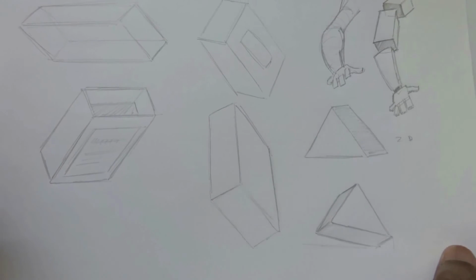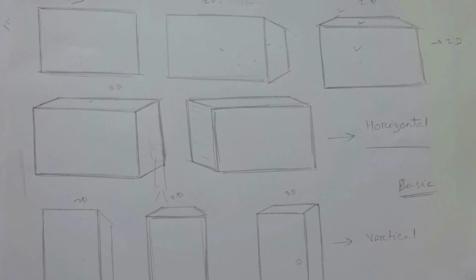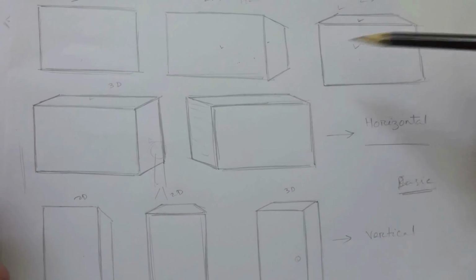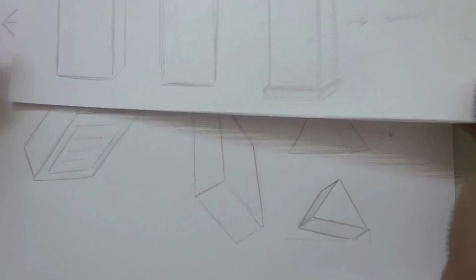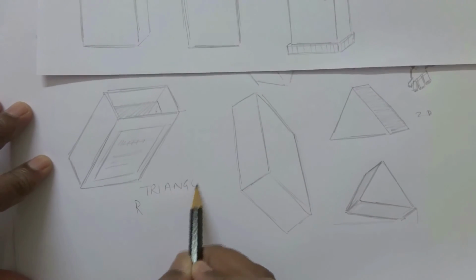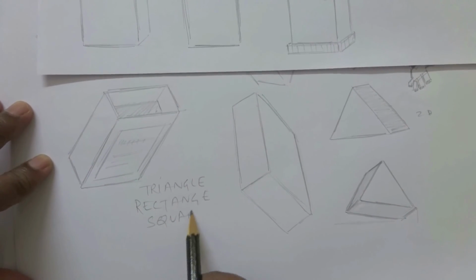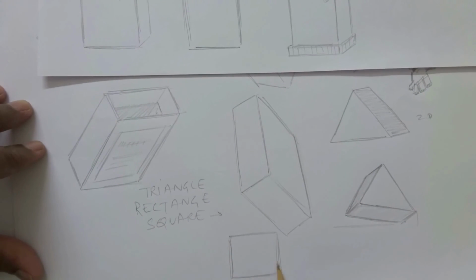This is it, and I am trying to tell you about visualization. In my first session I told you about some shapes, and about this type of practice which I am telling you now. So what you have to do: triangle, rectangle, square. But keep in mind, if you are doing a square it should be a square, it should not look like a rectangle. Square means equal on all sides.